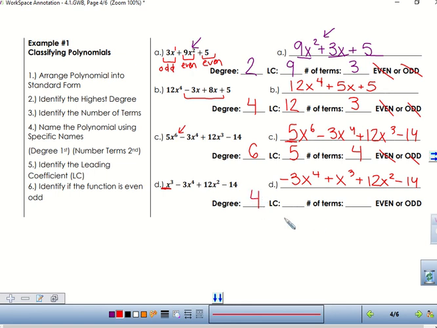The degree of this is 4. The leading coefficient is -3. And there are 4 terms because there's nothing here I can simplify. There are no like terms. I have an even, odd mix, so it's neither.